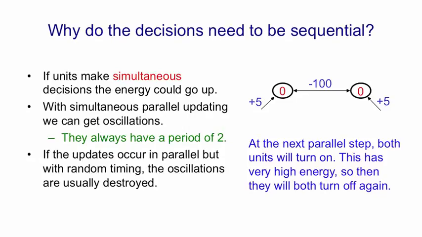If we do the updates in parallel but with random timing, in other words, we don't wait for one update to communicate the state to everybody before we consider another update, but we do wait for random lengths of time between doing updates of a given unit, then those random timings will often destroy these biphasic oscillations. That means that the idea that the updates have to be sequential isn't quite as bad as it seems from a biological perspective.